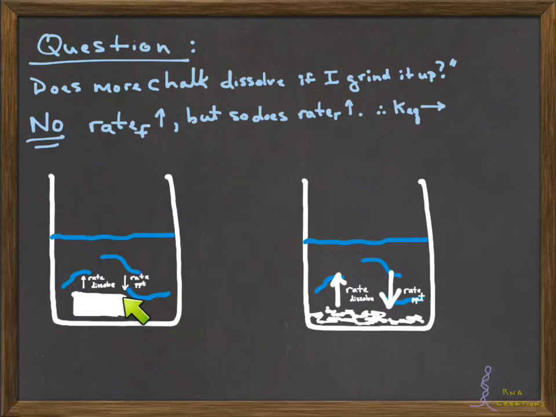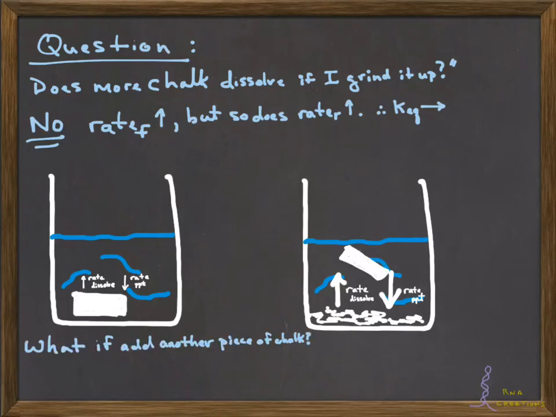And that's depicted here. Here's the large piece of chalk with a small rate of dissolving depicted by the small arrowhead and a small rate of precipitation. And here I've cartooned the ground up chalk with a big rate of dissolving, cartooned with the big arrowhead, but because there's a greater surface area, there's more surface to nucleate the precipitation on, and the rate of precipitation increases by the same amount. And because of that, KEQ itself does not change.